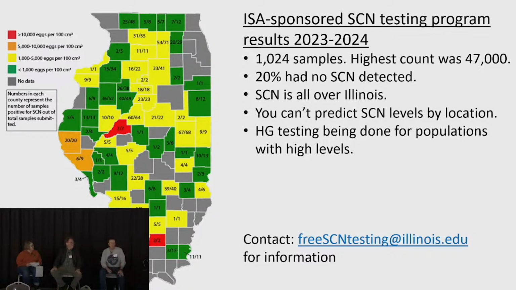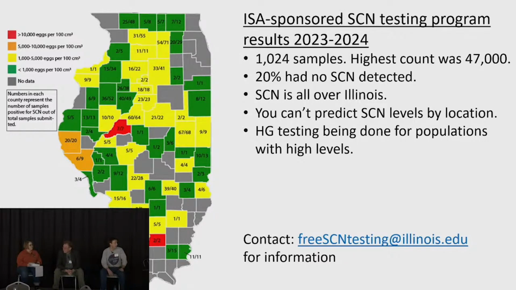Yeah, so for the past year or so, over a year now, we've been conducting free testing for SCN for Illinois growers, funded through ISA. The samples come in, they're processed by our plant clinic here at the University of Illinois for number of eggs per 100 cubic centimeters of soil, which is a standard metric. This first slide shows the results, the number of positive samples per county, color-coded, red being the highest average counts. Gray indicates we have no data from those counties, so if you're in one of those counties, please contribute.